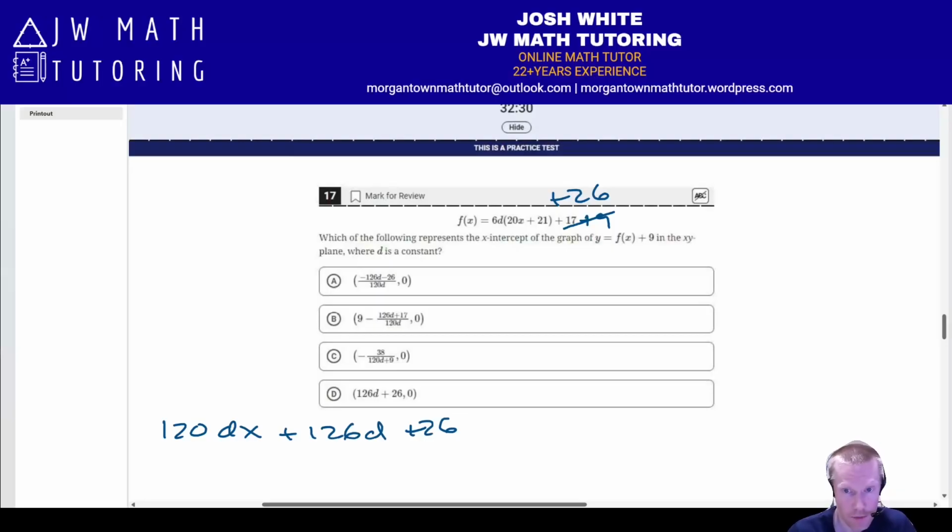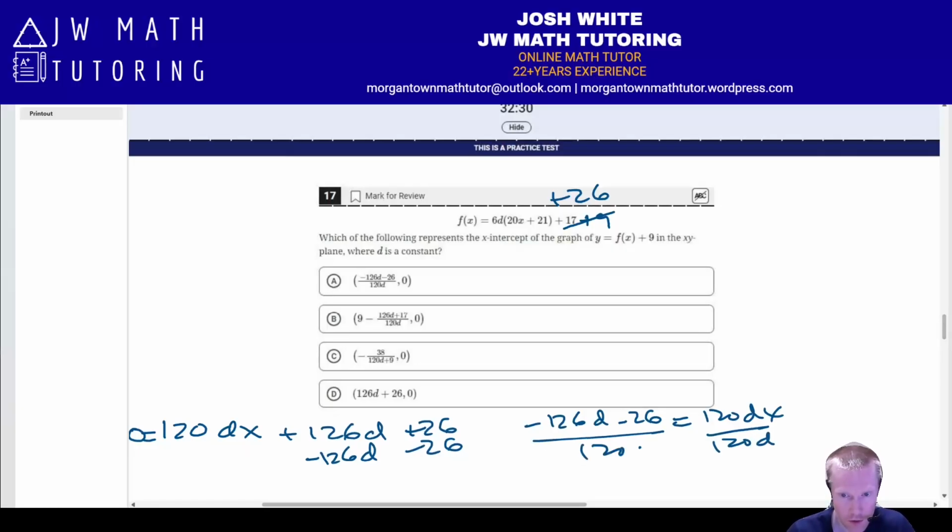And it's asking about the x-intercepts. Hopefully remember, x-intercepts of a graph occur when the y value, the y coordinate, is equal to 0. So this is just set equal to 0. Now you go ahead and solve this for x. So you subtract over 26. You subtract over 126d. So we get negative 126d minus 26 on the left, 120dx on the right, divide by 120d. Technically, you could simplify these. They have common factors of 2 or whatever, but you don't need to do any of that. So the correct answer for this is just going to be basically letter A.